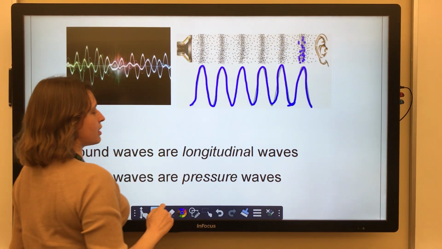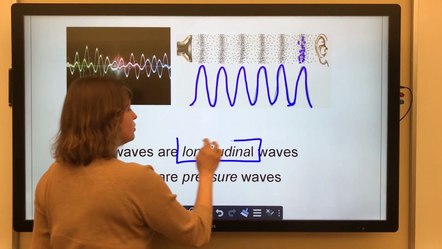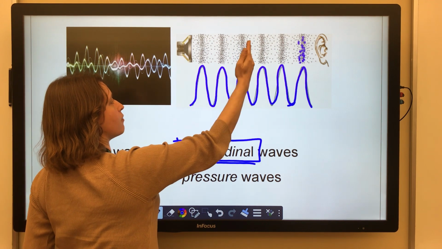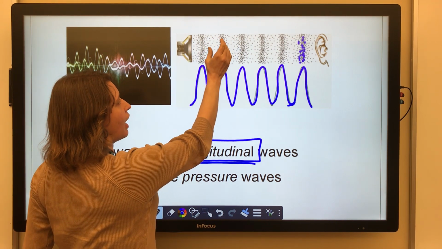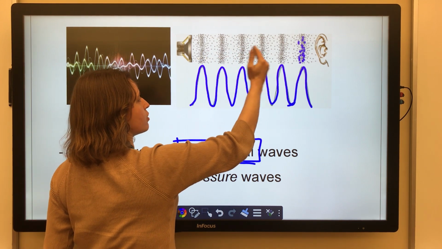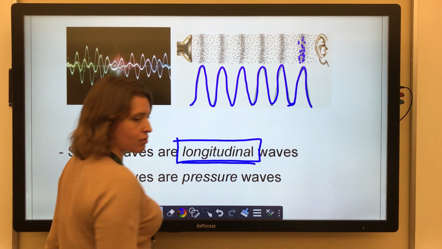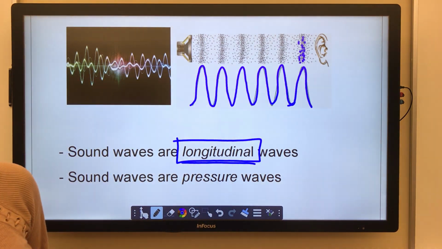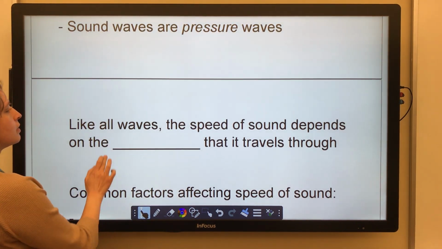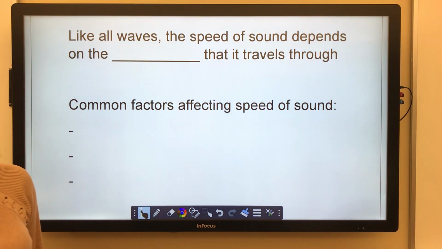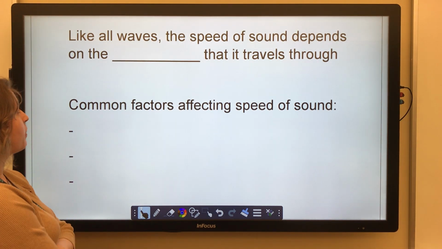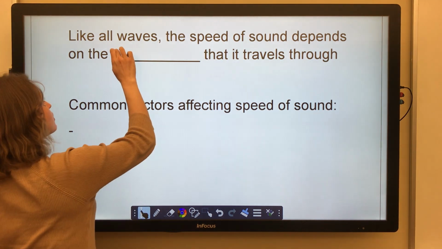But anytime you're dealing with a sound wave, you are dealing with a longitudinal wave, one where the oscillation of these particles is back and forth, in such a way that you get high density regions and low density regions in the air, as those air molecules move back and forth until they, say, run into and interact with your eardrum. So like all mechanical waves, the speed of sound depends on the medium that it travels through.